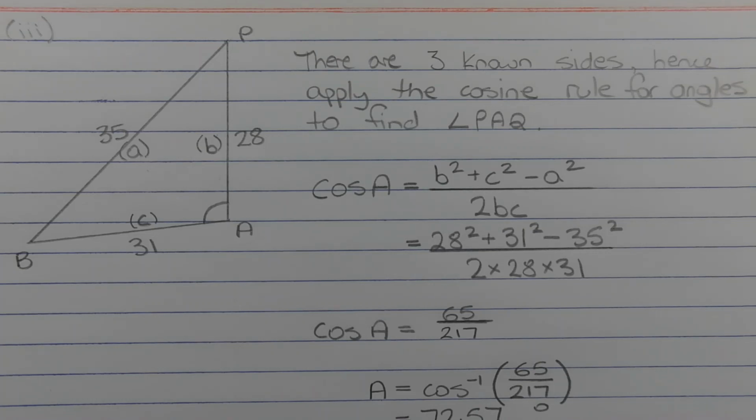So, applying the cosine rule for angles, we have cos of angle A is equal to b squared plus c squared minus a squared, over 2 times b times c. Now substituting 28 for b, 31 for c, and 35 for a, we get cos of angle A is equal to 28 squared plus 31 squared minus 35 squared, all over 2 times 28 times 31. Now the right hand side evaluates to 65 over 217. So cos of angle A is equal to 65 over 217.